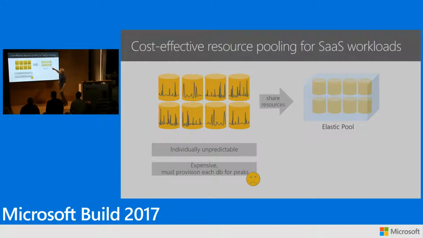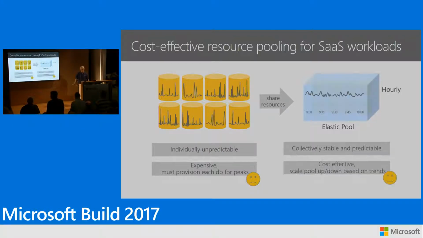You can see that there's a box around the outside here. It's to have a pool of resources, and we use the term elastic pool for this, to assign the resources collectively for the set of databases, not individually for the databases. And so what was individually unpredictable is now collectively stable and becomes predictable.